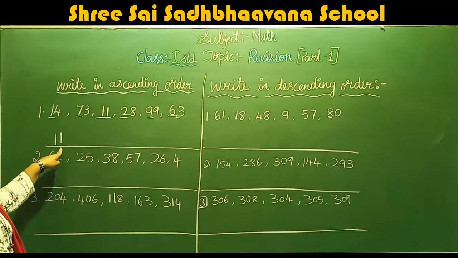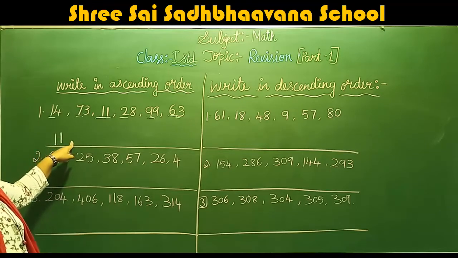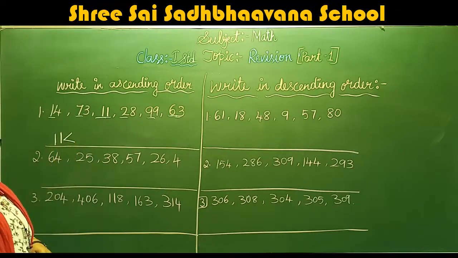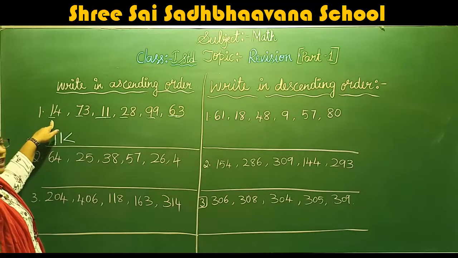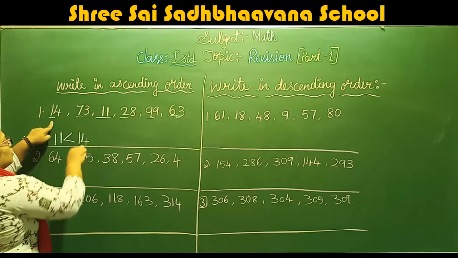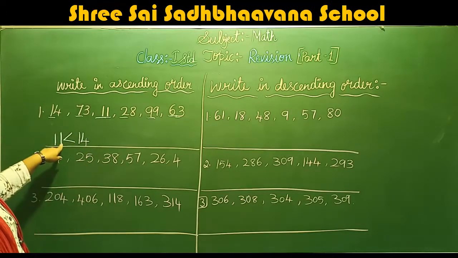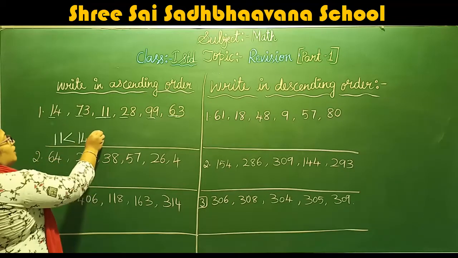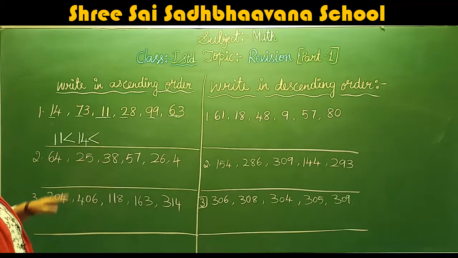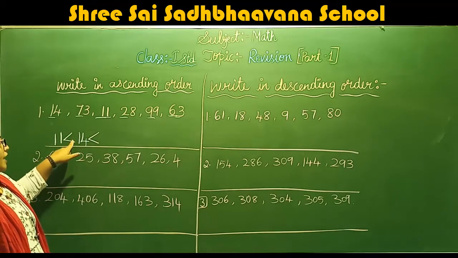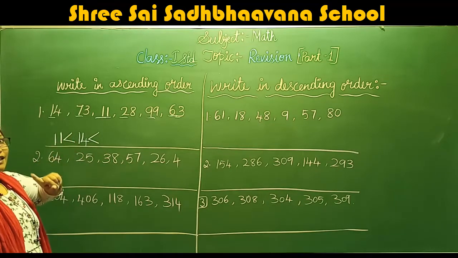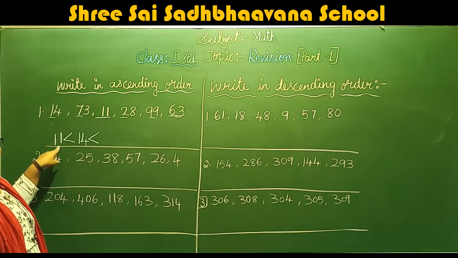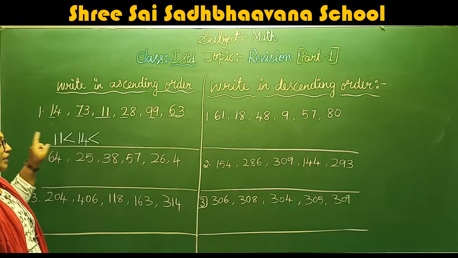Then you have to search for the greater number from this. This is the only greater one we have, so we have written 14. After 1, which number is greater? 4 is greater. Greater number means, as I told you, the mouth open side is always the greater number. The mouth closed side is always the smaller number, right?